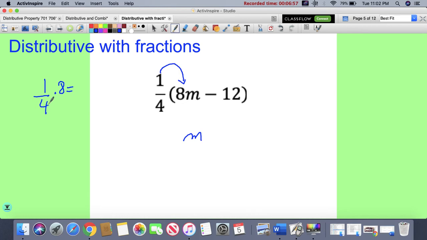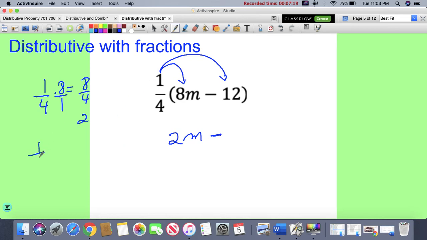And 1/4 times 8, we can simplify before we multiply, or we can multiply and then simplify. So let me put the 8 over 1. 1 times 8 is 8. 4 times 1 is 4, but 8 over 4 is really 2. So 1/4 times 8 is 2. Done. Then it's a positive times a negative, so let me take care of the sign first. It's going to be negative.